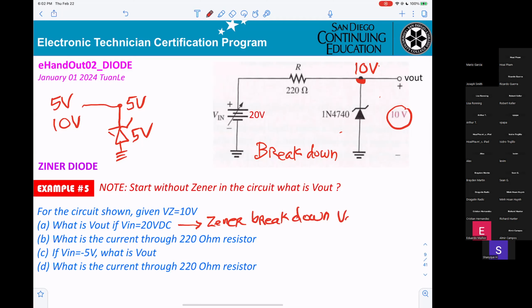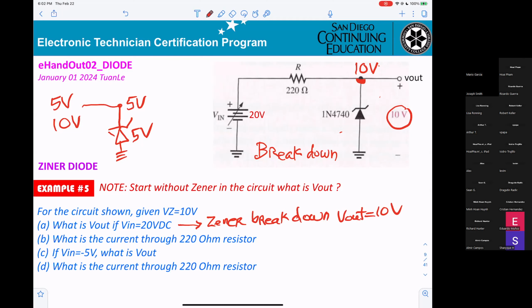So V out, it's 10 volts. Perfect. What is the current through the 220 ohm? Easy, right? 20... Current flow here. Oh, they're asking current. Oh, current, sorry.